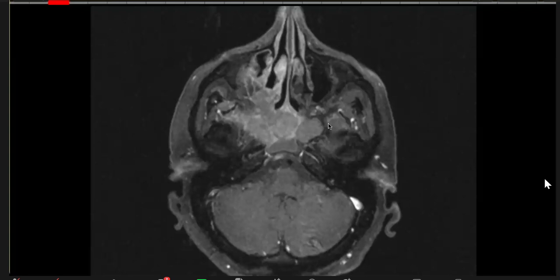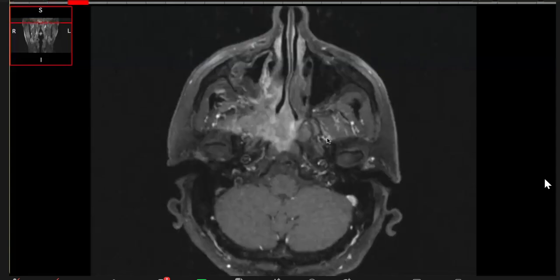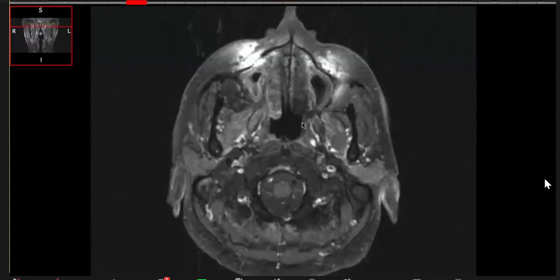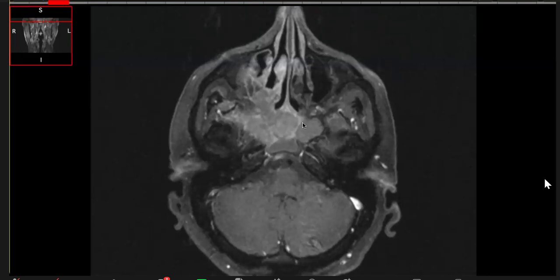So this is a post contrast, and my experience is that many students don't remember this protocol. So I repeat: T1 and STIR, fat sat, pre-contrast, then post-contrast fat sat. So these are the key sequences. Here you can see the same tumor and how it is enhancing.